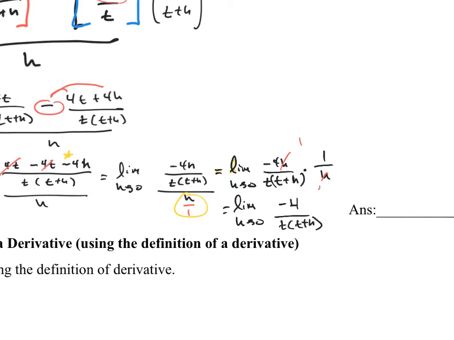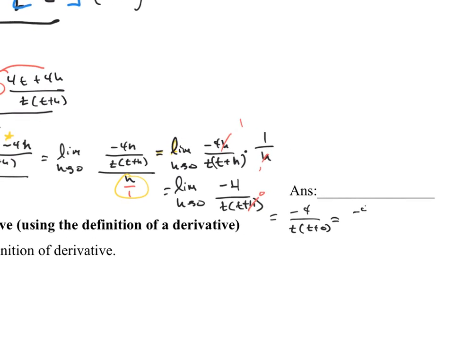Well, this is something that I can use the limit on. I can take h and plug in 0, and this would be negative 4 over t times (t plus 0), which is negative 4 over t squared, our answer. Negative 4 over t squared, which would be our answer.